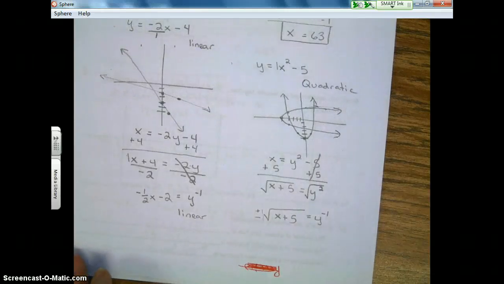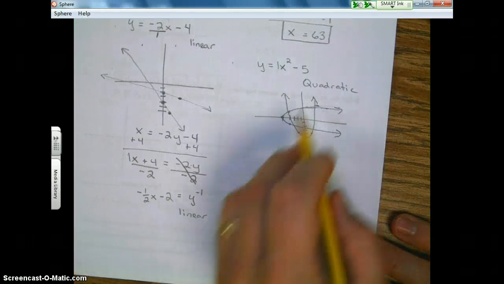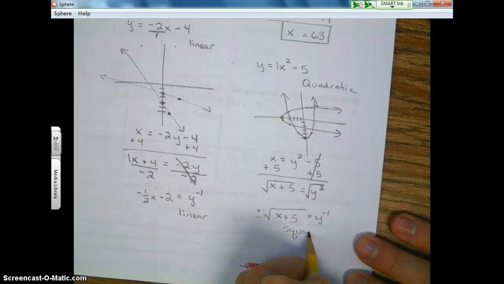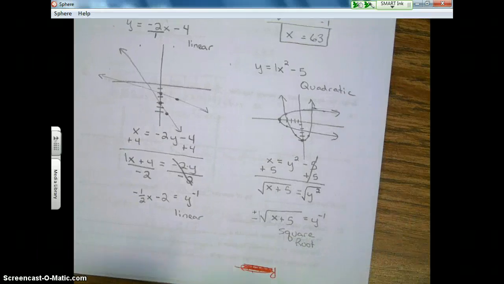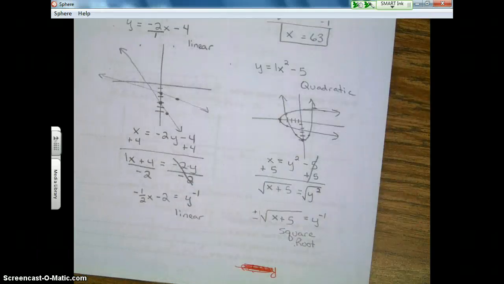Okay. So that's how, and the inverse of a quadratic is a square root function. And vice versa is true. The inverse of a square root is a quadratic.